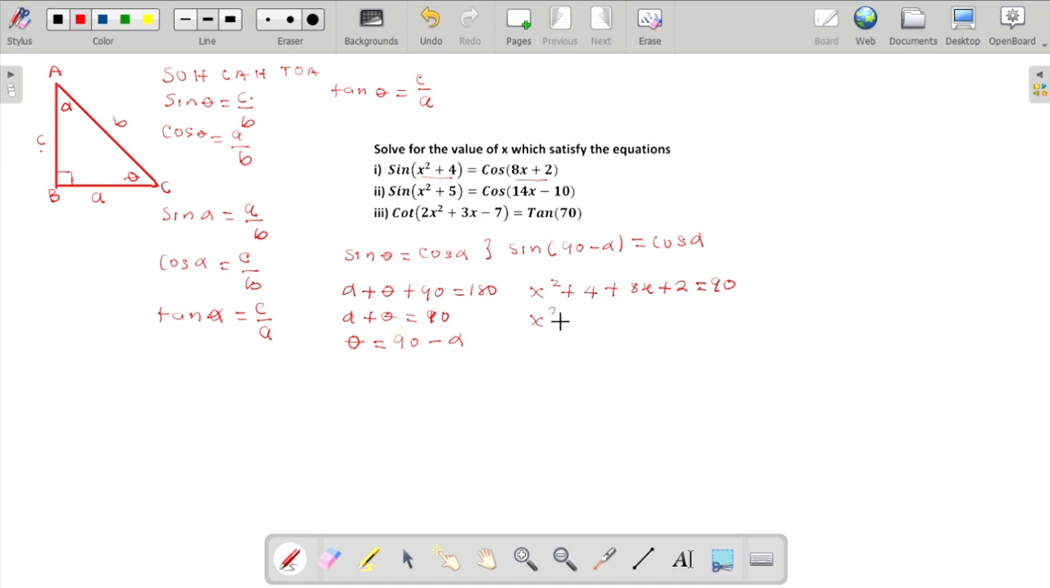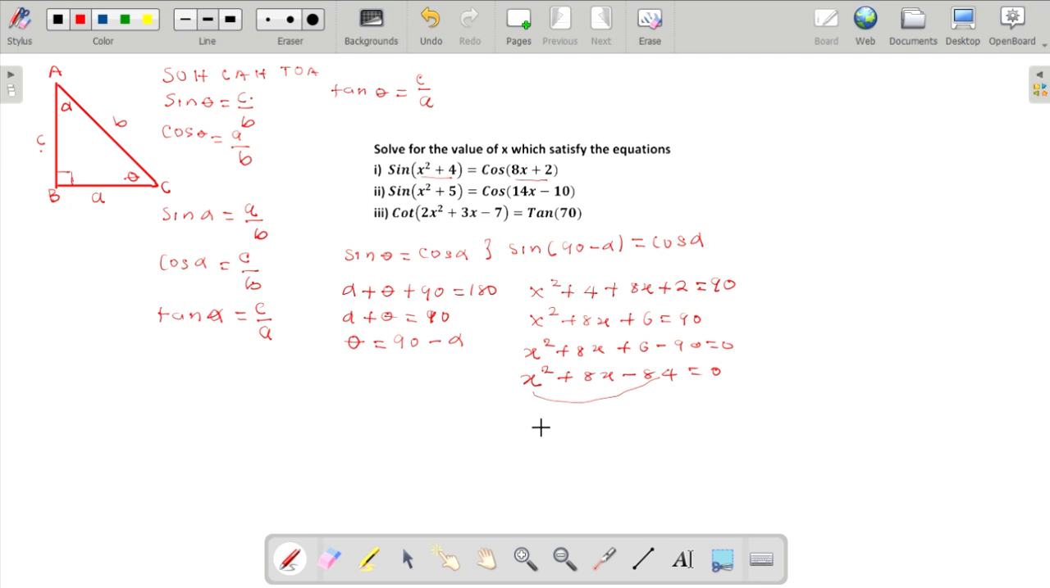So this becomes x squared plus 8x plus 6 equals 90. Quickly, x squared plus 8x plus 6 minus 90 equals 0. Eventually this becomes x squared plus 8x minus 84 equals 0. This is a quadratic equation, so let's use the factorization method.